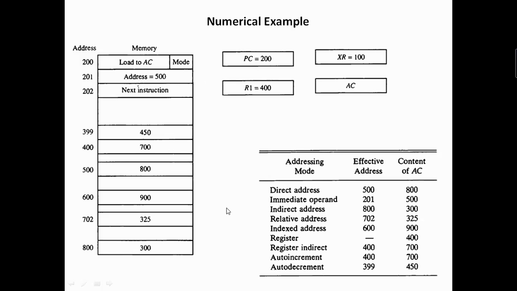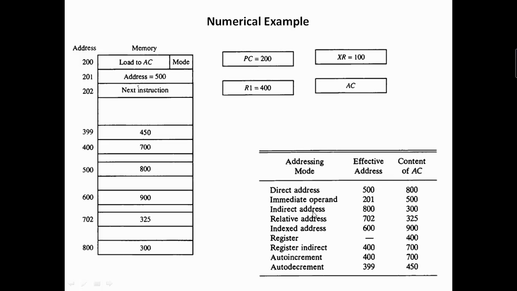And if we move to this, what will be the effective address of that? That will be 201, because the operand is here at 201. So we can write the effective address is 201.